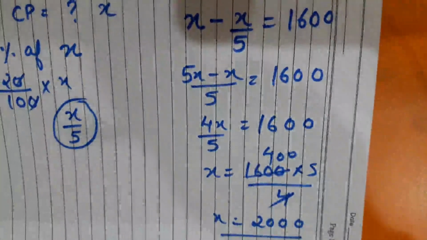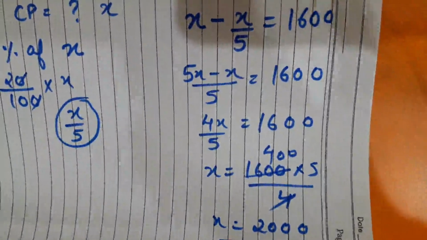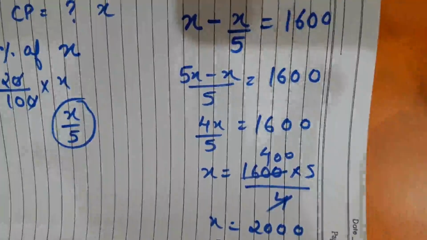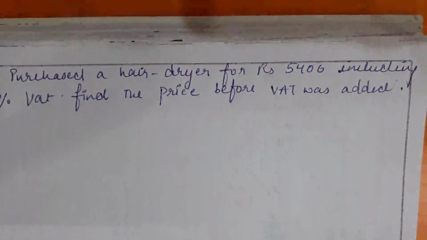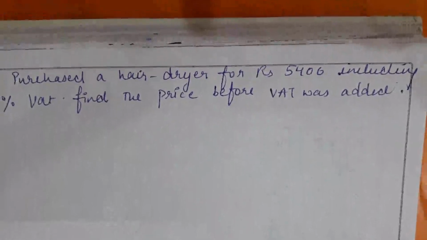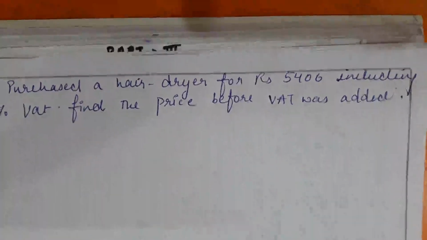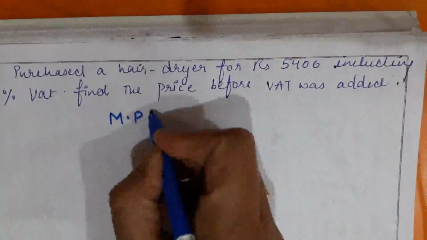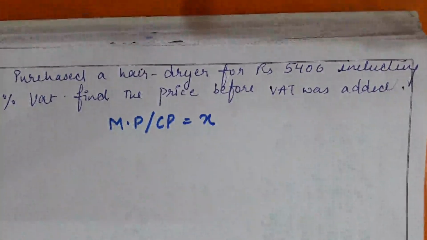Children, now only 2 questions are left. I will give you those questions as homework. I hope you are able to solve them. Let me give you a hint for those questions. See, I purchased a hair dryer for rupees 5400 including 8% VAT. Find the price before 8% VAT was added. So the marked price, or we can say the cost price, we don't know, mark it as X.